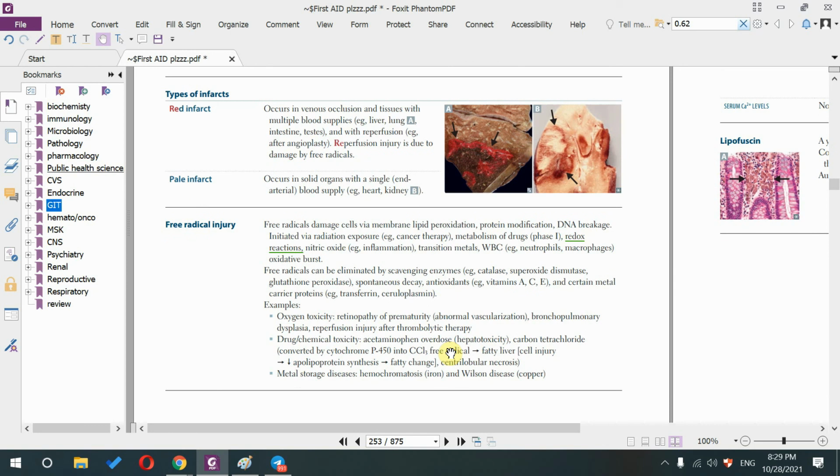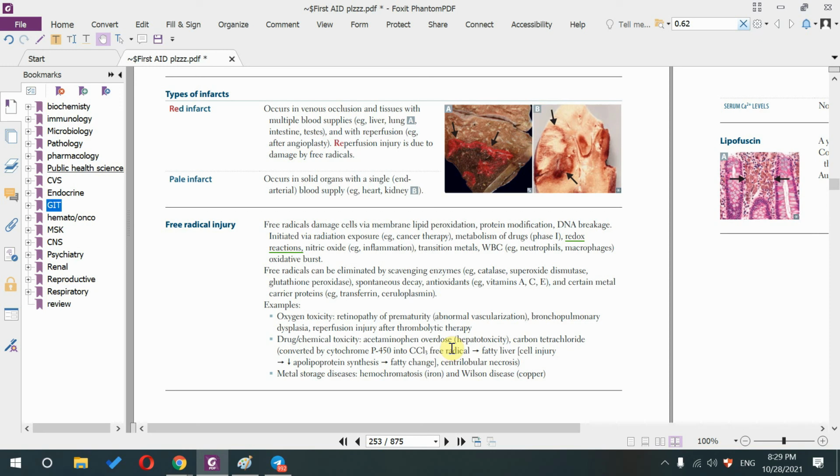So types of the infarction. We have the red and the pale. We spoke about the red one. It occurs in case of venous occlusion and tissues with multiple blood supply, like the liver. I showed you this. It could be in the lung, like you can see in this page. And you can see why the lung actually, because it has both supply from the pulmonary trunk and also the bronchial arteries. So two blood supplies. In the intestine as well, and in the testicles, as I showed you.